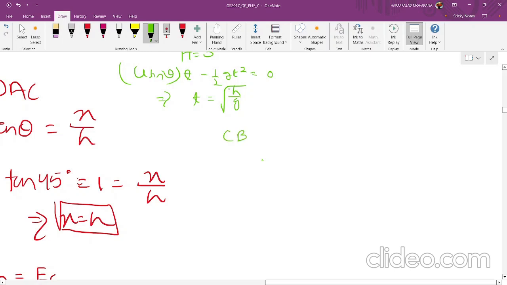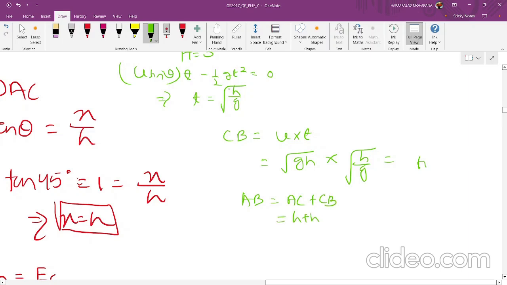CB is how much? That is velocity into time. That means root over gh into time, root of h by g. So I'll get h, isn't it? So the total length, that is your AB, I'll get AC plus CB. I know AC is your h, and CB is h, so the total displacement is 2h. This is your answer.